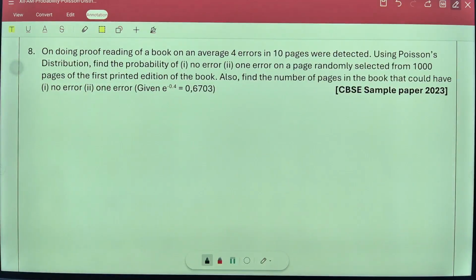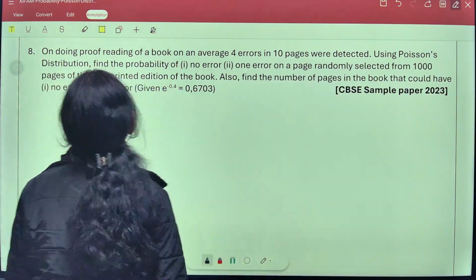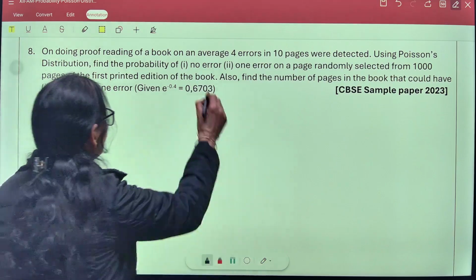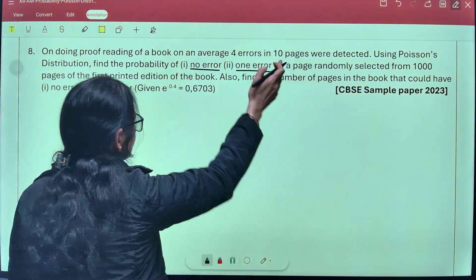Next question. On doing proofreading of a book, on an average, 4 errors in 10 pages were detected. Using Poisson's distribution, find the probability of no error or 1 error on a page randomly selected from 1000 pages of the first printed edition of the book. Now here, you need to find the probability of x being equal to 0 and x being equal to 1.